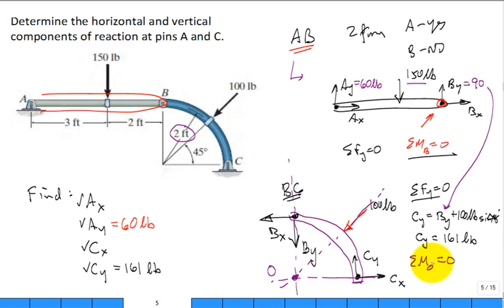Well, did people conclude that BX is negative 161 pounds? All right, and then you jump over here and you say, oh, that's negative 161. So guess what AX is? 161. So AX is 161 pound force. True? All right, then the last one, CX. How do I find CX? How many people found it? Okay, and you got?